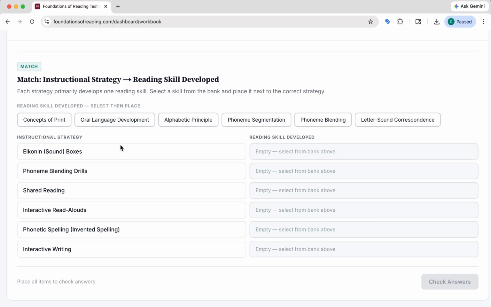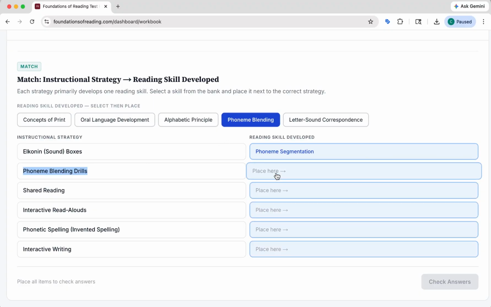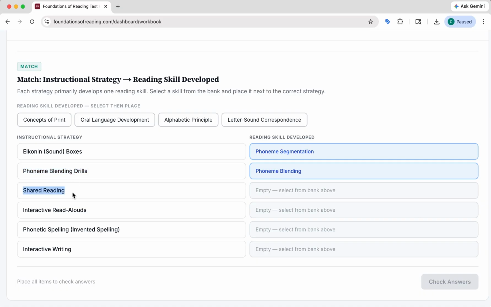Now, if we're going to take a look, Elkonin boxes. So this is the instructional strategy that matches with which reading skill. Let's see here: concepts about print, oral language development, alphabetic principle, phoneme segmentation, phoneme blending, letter sound correspondence. That would be phoneme segmentation. Phoneme blending drills, kind of a giveaway here, but that's phoneme blending. Shared reading goes with, let's see here, concepts of print.